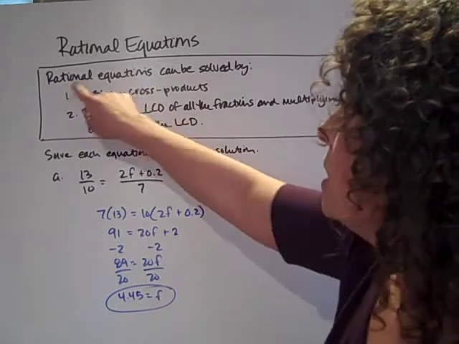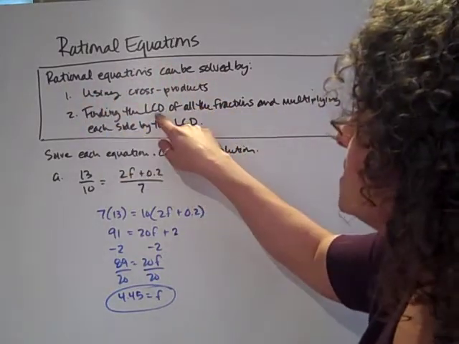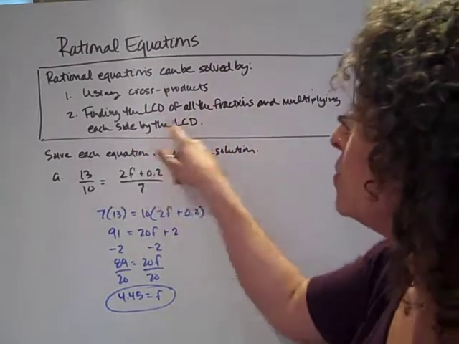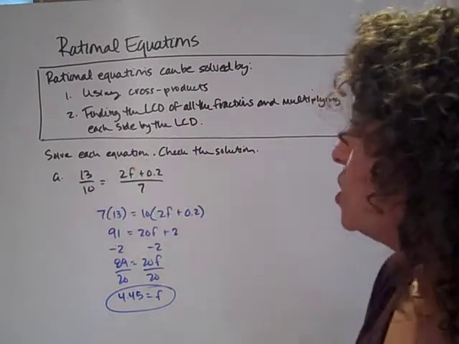So what can we do? Rational equations can be solved by using cross products, or finding the LCD of all the fractions and multiplying each side by the LCD. So let's see how this works. Solve each equation and we're going to check the solution.